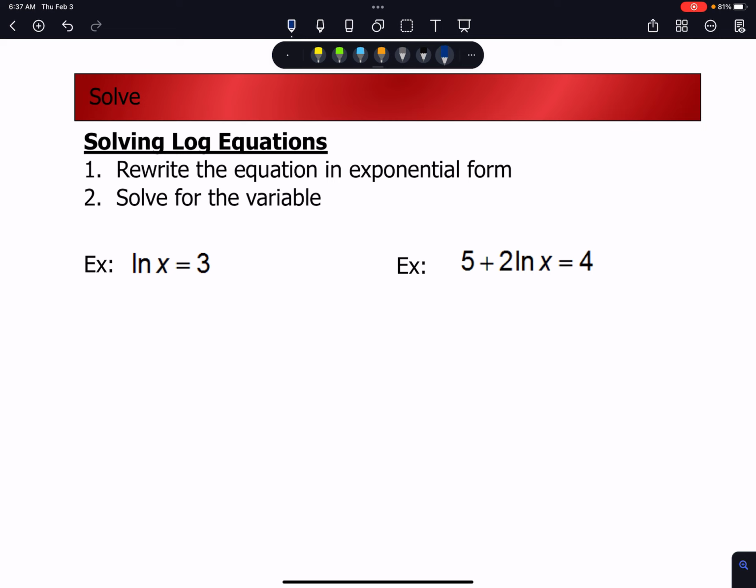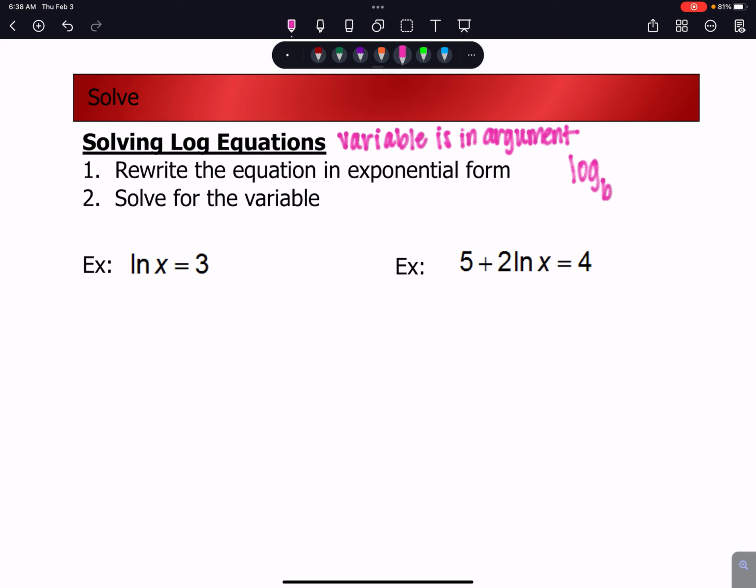How do we know that we have a log equation? Well, we know we have a log equation when the variable is in the argument. So when the variable is in the argument, and log base argument equals the exponent. So our first example, natural log of x equals 3, we have a variable in the argument. The argument is x. So how do we go about solving this?